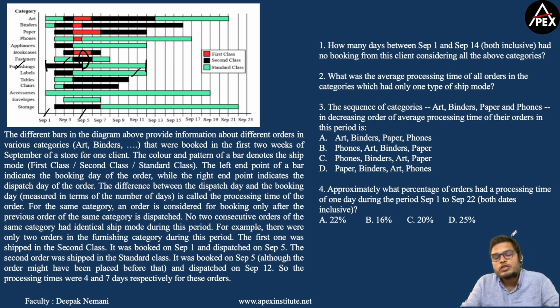So to answer this question, you need to find the number of orders which had only a processing time of 1 day. And then you also need to find the total number of orders placed from September 1st to September 22nd. Okay, so once you have these 2 values, you can find the percentage of orders which had a processing time of only 1 day during the given period.